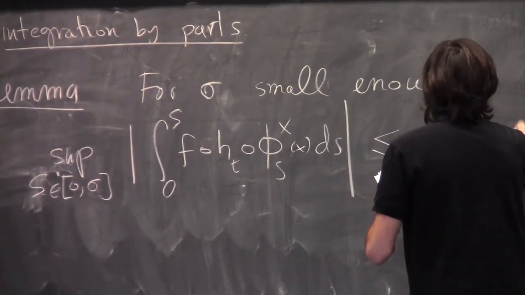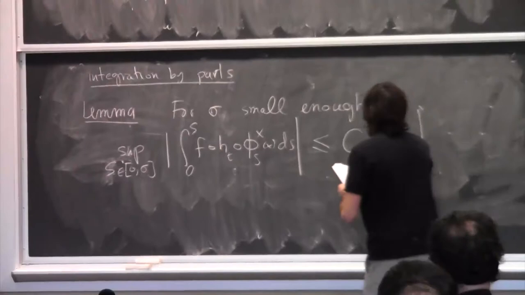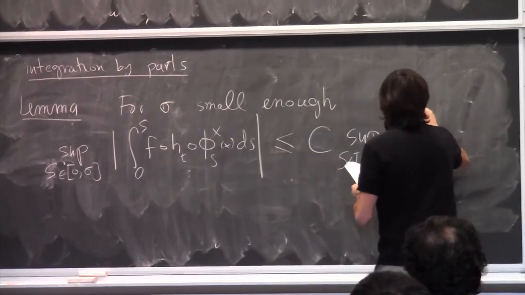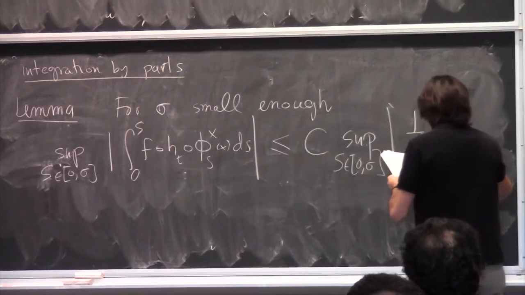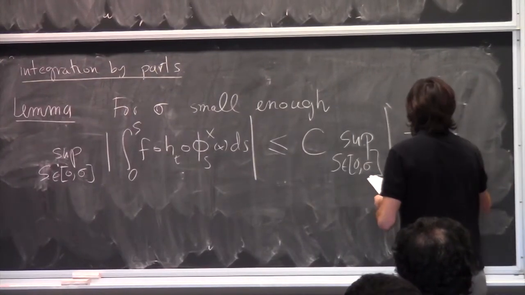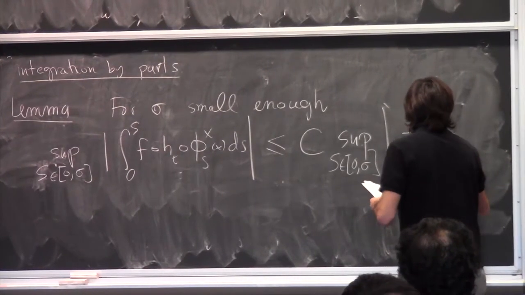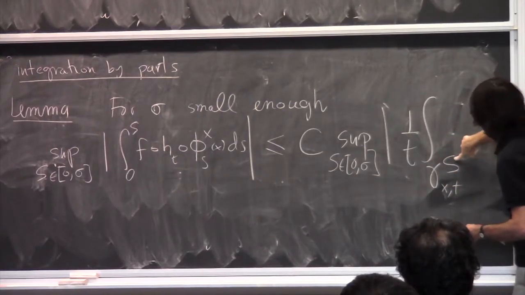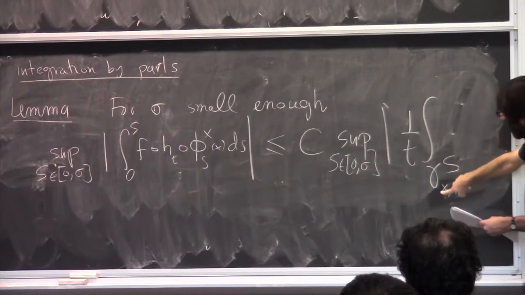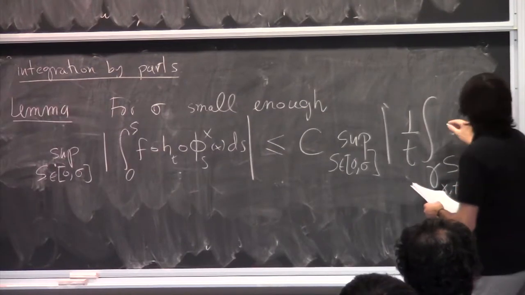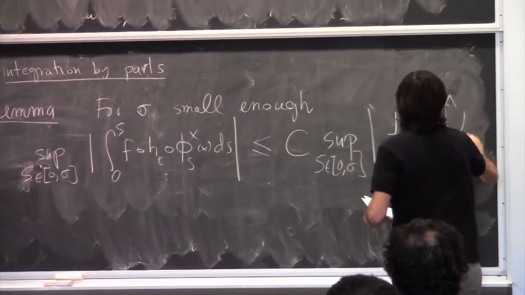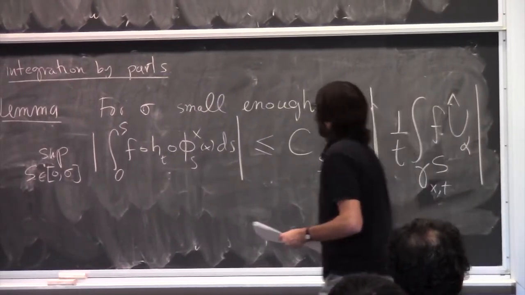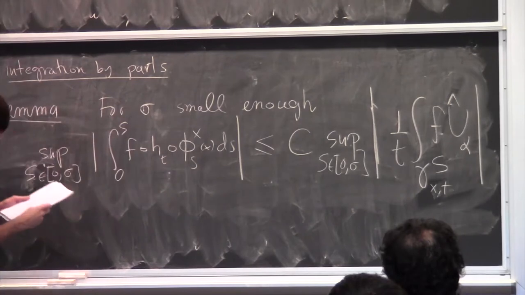And then there is the sup of the absolute value of a sup, again S over zero sigma, of 1 over T, the integral over gamma S XT. I recall that this curve is obtained by pushing by time T a geodesic arc of length S starting at X. And here there is F U hat alpha, so there is this one form. So this is the lemma.